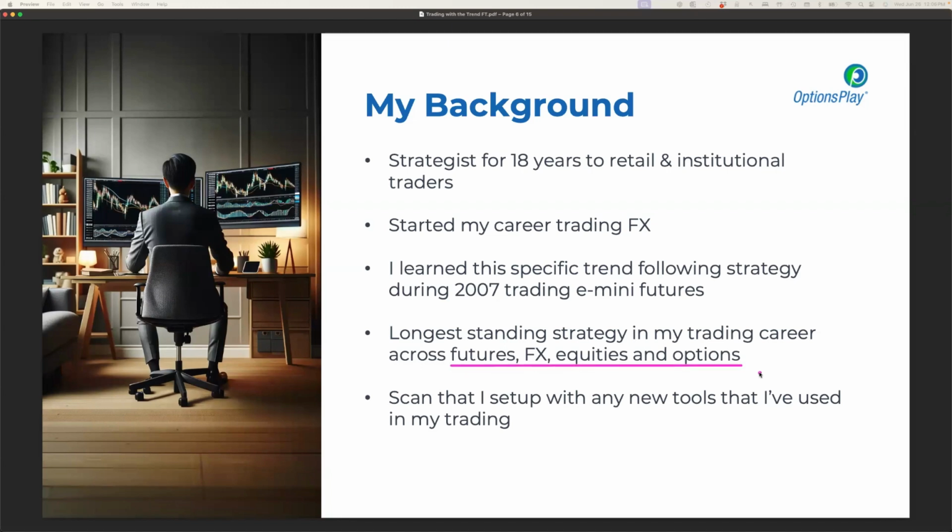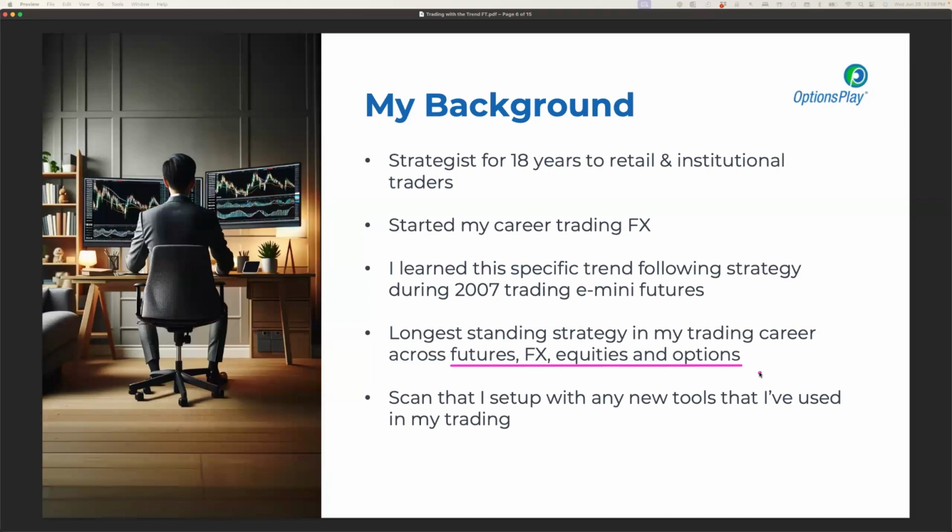And this is the exact scan that I always set up whenever I look at any new tools. If I have a new charting package I'm looking at, if I'm using a new screening tool, if I'm testing out some type of trading software, this is always the first scan that I set up just to see how good a trading system or trading platform or research platform is, because this forms the basis of all of my trading.